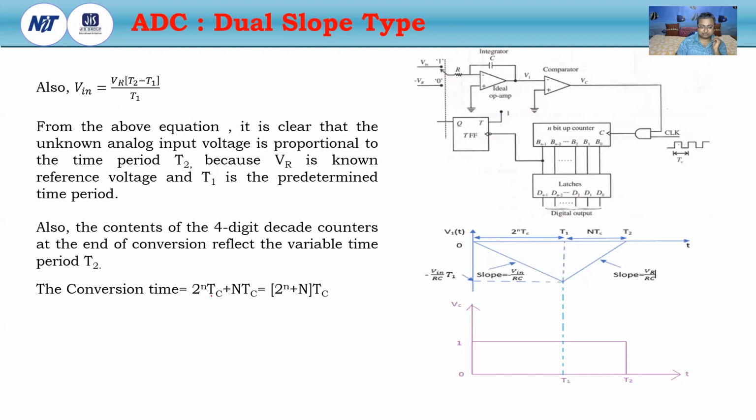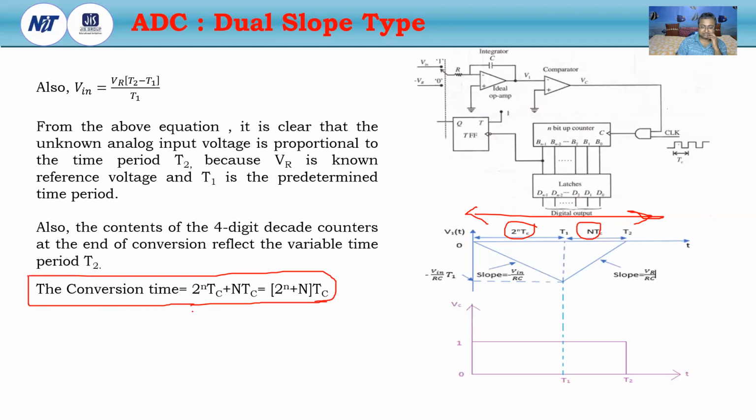The conversion time is 2 to the power of N TC plus N into TC. This is the total conversion time. This is for T1, this is for T2, T2 minus T1. So then we will get this. This is very important for the GATE examination: the total conversion time of the dual slope ADC.